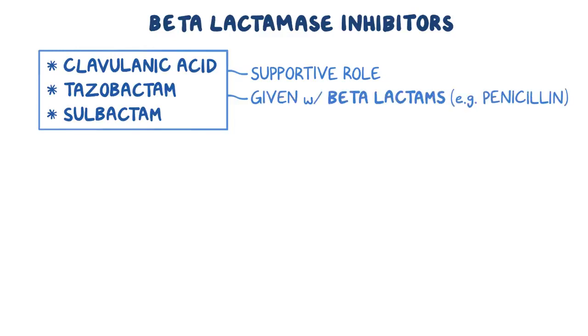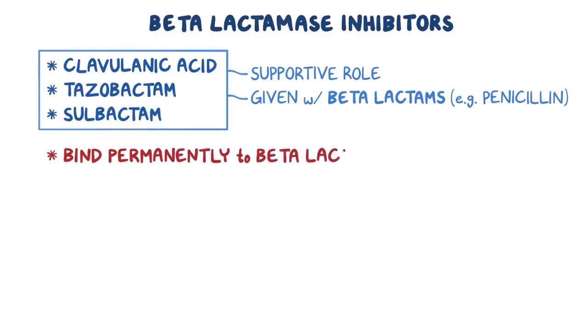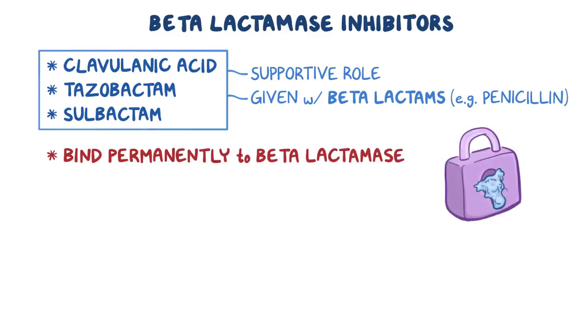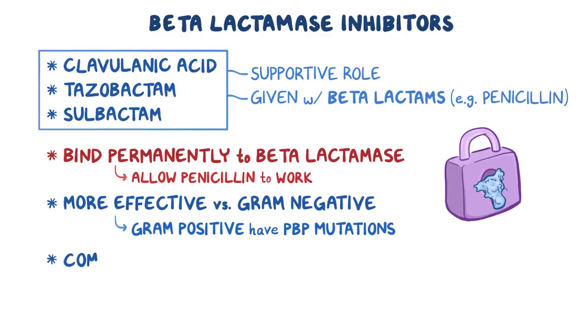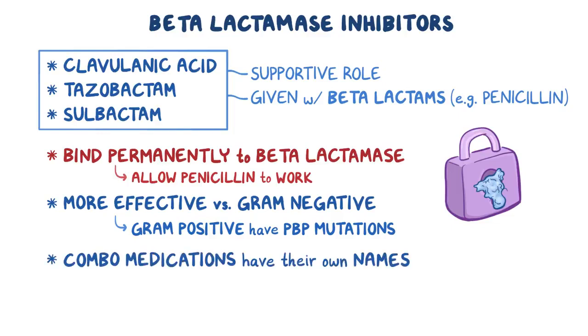Once inside the bacteria, they bind permanently to the beta-lactamase enzymes and disable them, which allows the penicillins to do their work. However, they're more effective against gram-negative bacteria since gram-positive bacteria like Staph aureus often have PBP mutations that render the penicillins ineffective. These combo medications often have their own names, like Augmentin, which is a combination of amoxicillin and clavulanic acid.